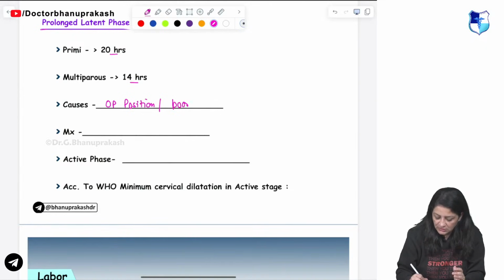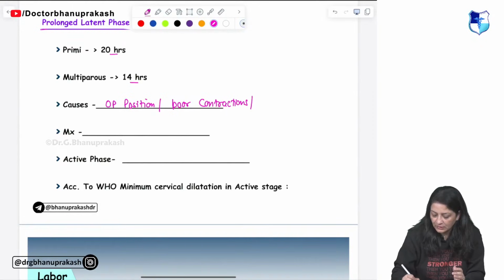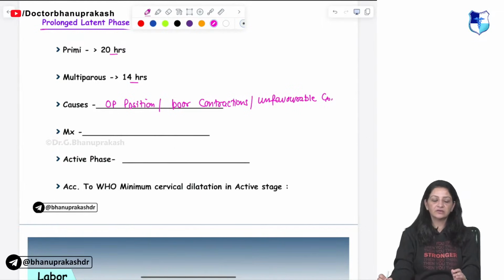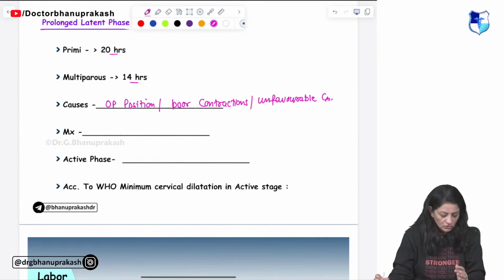Poor uterine contractions and unfavorable cervix. So these are the causes of prolonged latent phase.